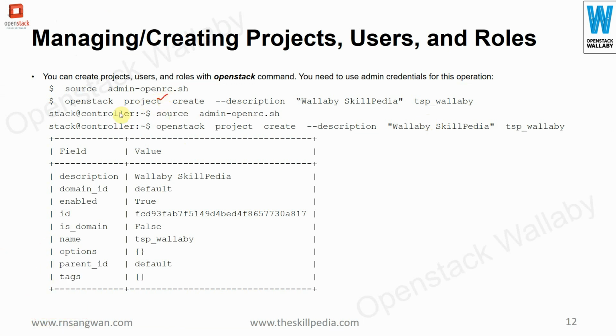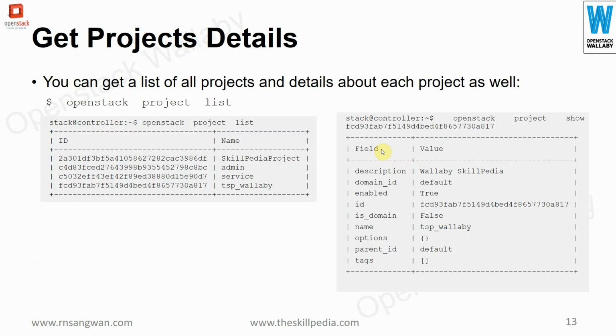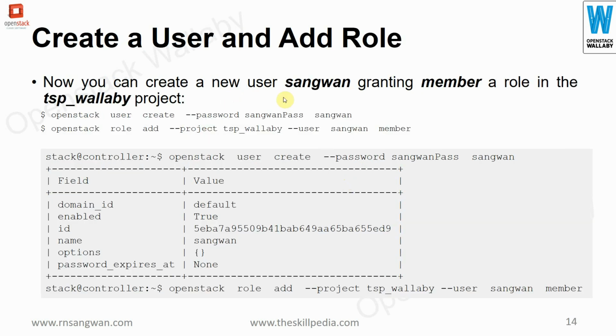So the project we created: OpenStack project create, description, and the project name. Similarly, this is the same command. I executed it and I saw the details. To see the list of projects you created, you can use OpenStack project list, and we saw the list of projects. OpenStack project show with the project ID or the name. If the name is unique, you can use the ID or the name and you will get the details of the project.